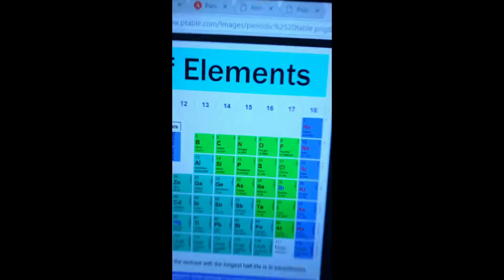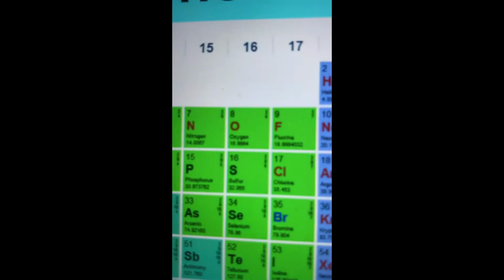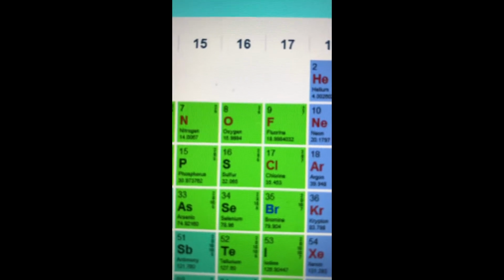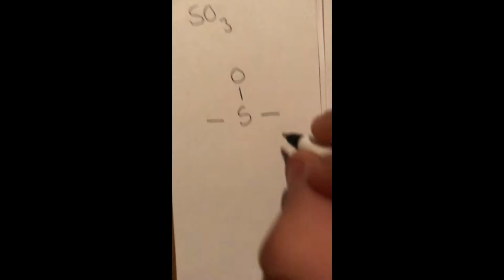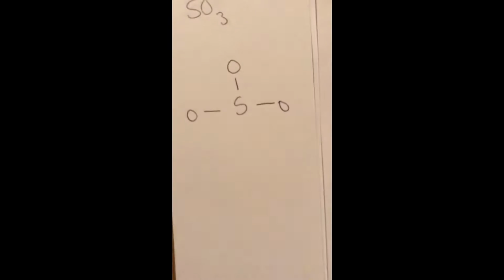Starting off with SO3, we're going to put the least electronegative atom in the middle. That's S, because O has a stronger pull on electrons than S does. So S is just going to go in the middle. I have a bond to each O, very, very basic. I haven't even counted electrons yet.